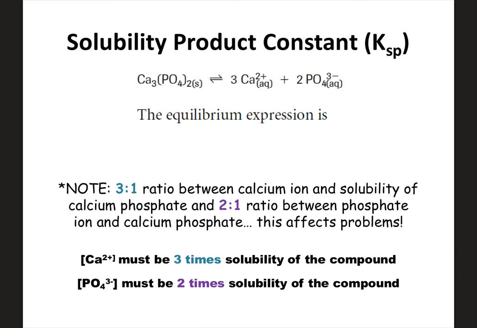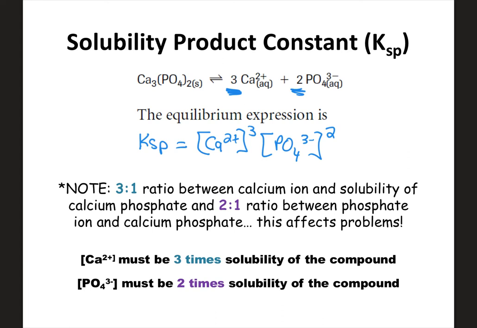So if we wanted to write the Ksp expression for this dissolving, it would be Ksp equals, remember, you don't use the solids. The solids don't participate in your Ksp expression, so we ignore the solid completely. It'd be Ksp equals the concentration of the Ca2+ ion to the power of 3. That's what we meant by these coefficients becoming exponents in your expression, times the concentration of the other ion, the PO4, but raised to the power of 2. So I just wanted to give you a little more practice here with writing these Ksp expressions.